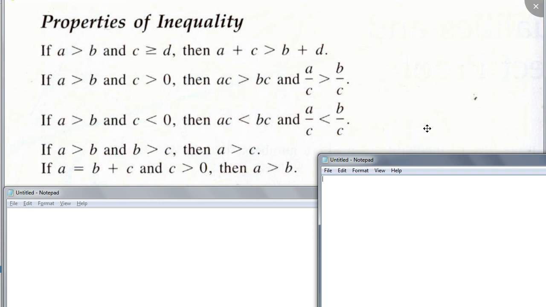Okay, last one. Think about this. Look at the last one. Give me an example where A is equal to B plus C. For example, A could be 3, B could be 2, and C could be 1. What can you tell me about 3 versus 2? 3 is greater than 2. That's what we're saying.